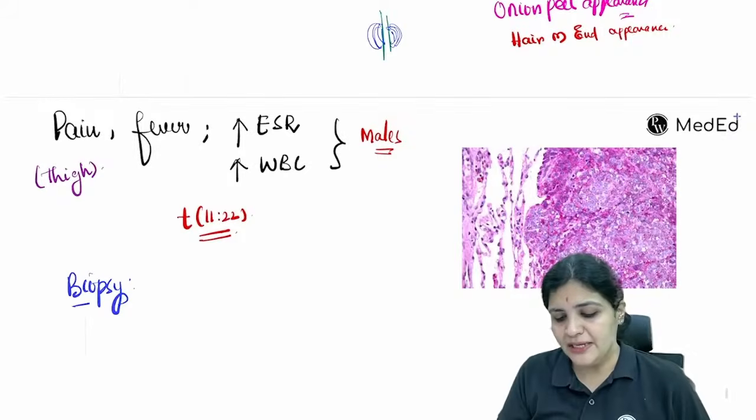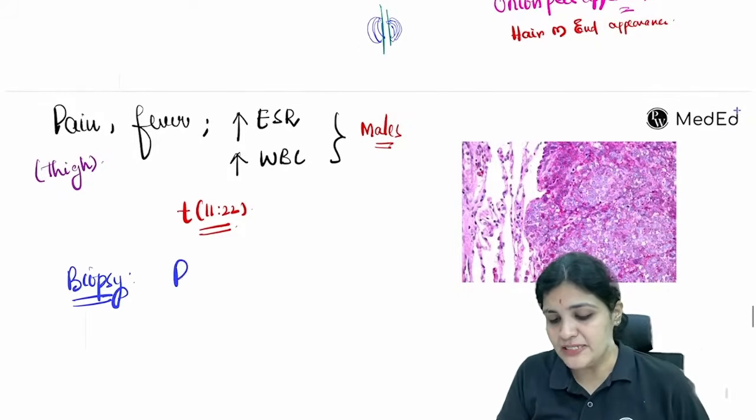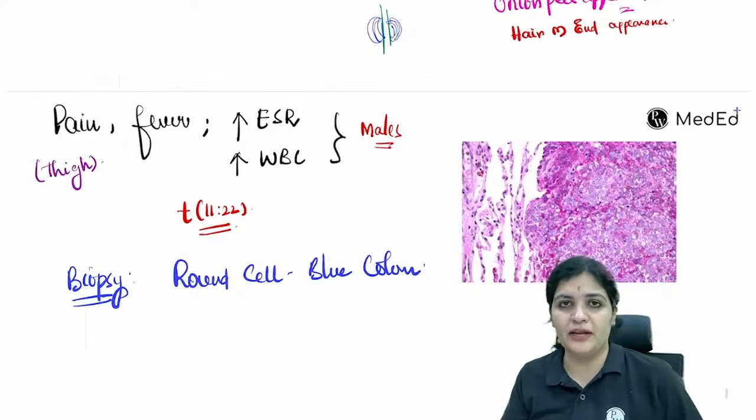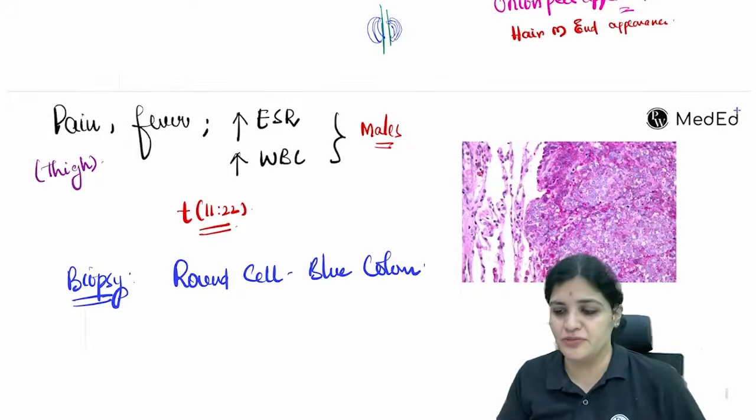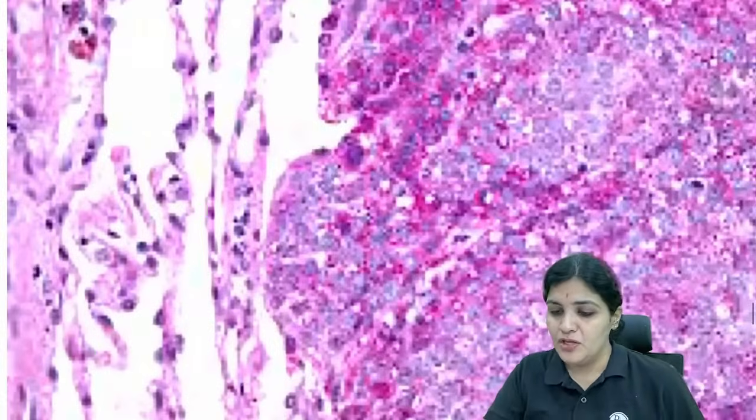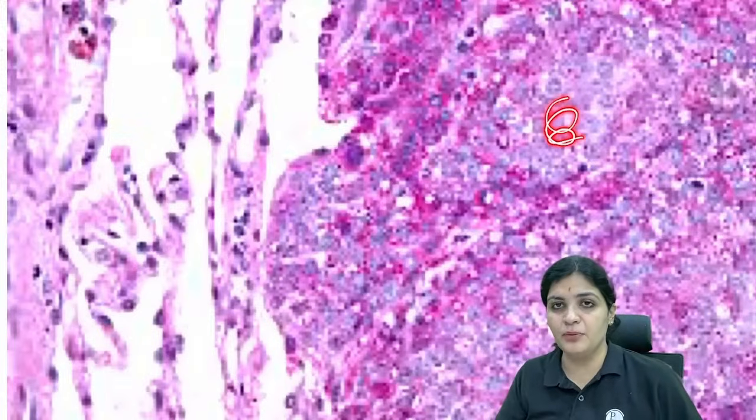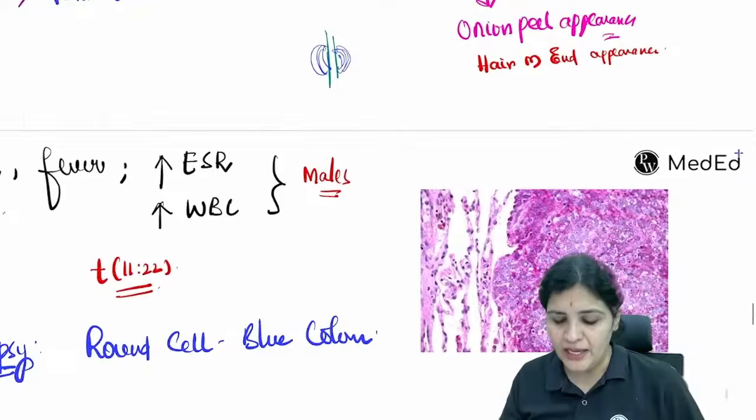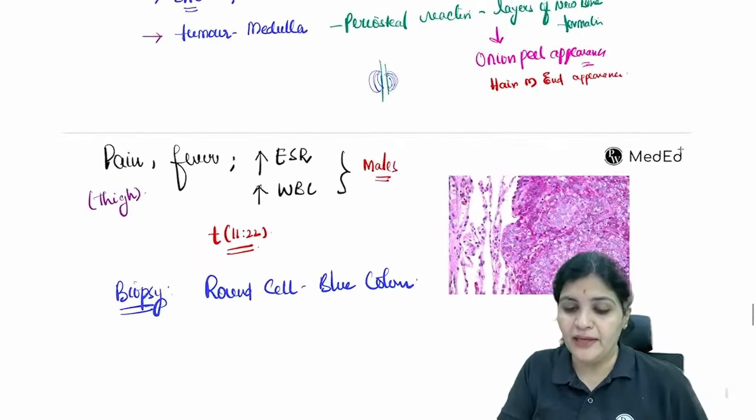On biopsy, you see that these are round cells, and these round cells are blue in color. So blue color round cells you see all over. Mononuclear blue round cells, completely in the blue. This is on the Zoom, I am not able to show you properly, but this is the blue color I was telling about. Complete sheets of round blue cells. Okay, so that is about the biopsy.